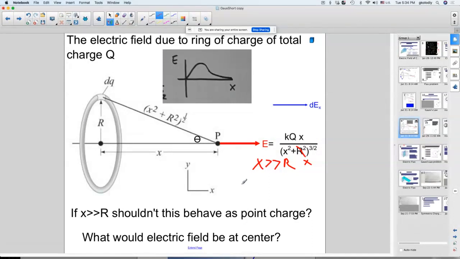So basically, for x much greater than r, E is equal to kq over r cubed over x cubed. But you've got an x here, and so this x will cancel off one of these x's. This becomes just x squared. And this is the electric field due to a point charge whose charge is just q, because you have kq over distance squared.